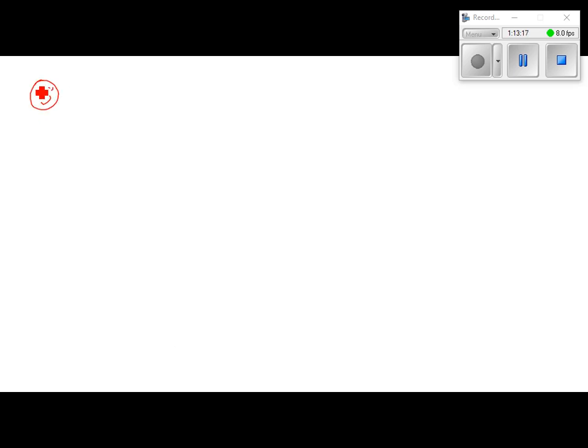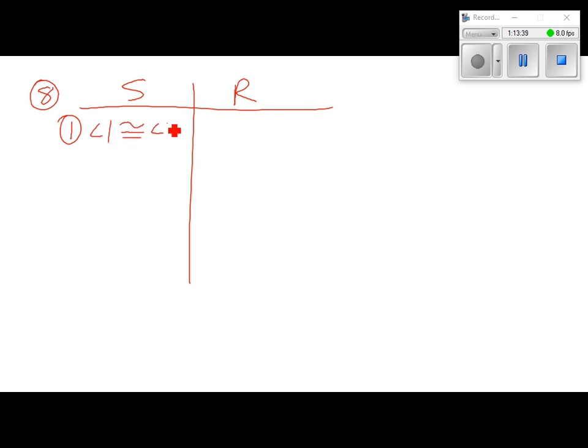Number 8 says prove that if angle 1 is congruent to angle 2, then angle 2 is congruent to angle 3. Let's do a 2-column proof on this. Statements, reasons. What do we know? What are they giving us this time? Angle 1 and 2 are congruent. So angle 1 is congruent to angle 2. How do we know that? That's given.